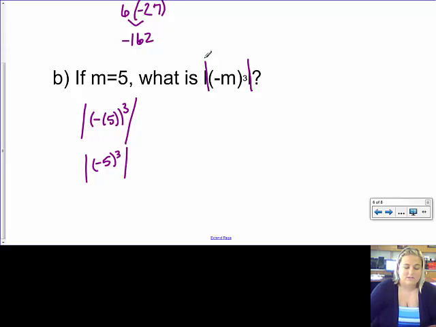Well, I can punch that into my calculator as parenthesis -5 caret 3. That gets me the absolute value of -125. And the absolute value is the distance from 0. Okay, remember it is not the opposite, it is the distance from 0. And -125 is 125 units from 0. That's our final answer.